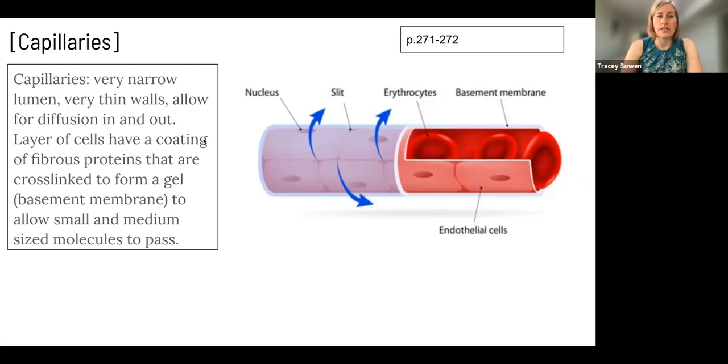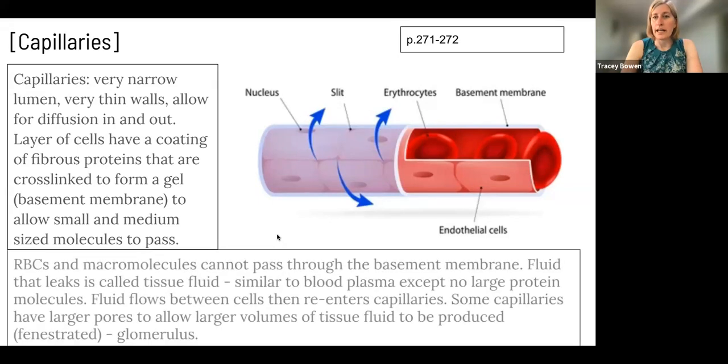They have a layer of cells coated with fibrous proteins that are cross-linked to form a gel. This is called the basement membrane, and it will allow small and medium-sized molecules to pass in and out of the capillaries. Red blood cells and macromolecules like proteins cannot pass through the basement membrane. Fluid that leaks out through the basement membrane, which is going to include amino acids and might include glucose, is called tissue fluid. That's similar to blood plasma, except there are no large proteins in it.